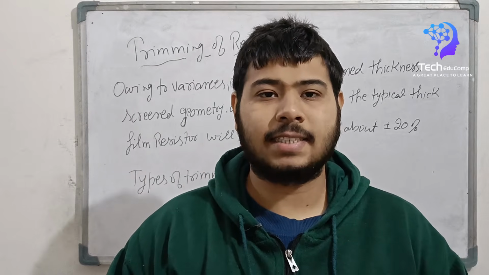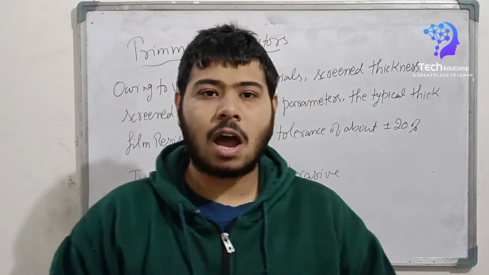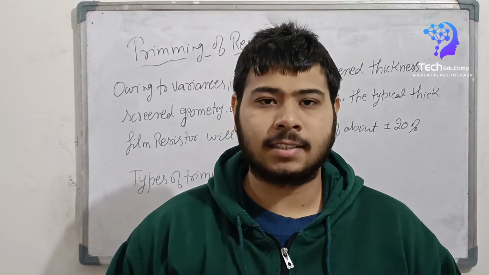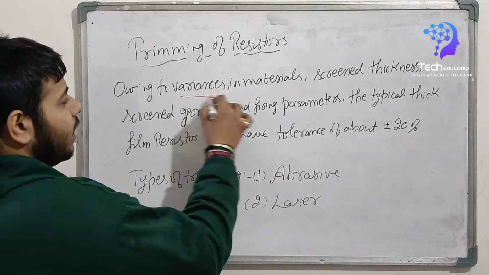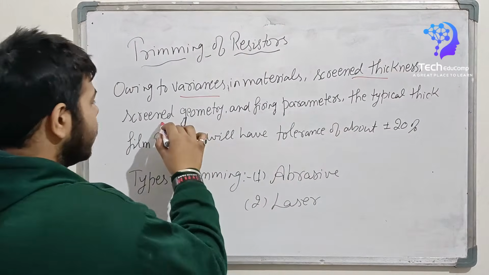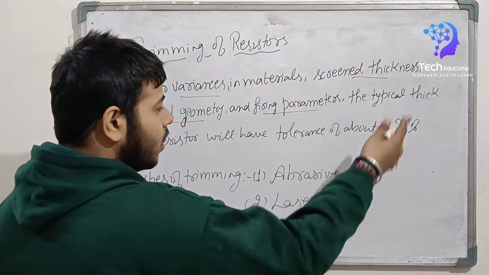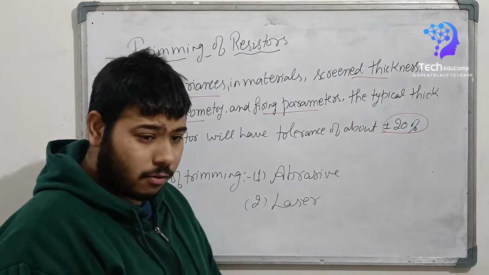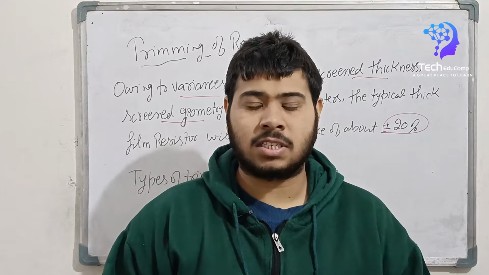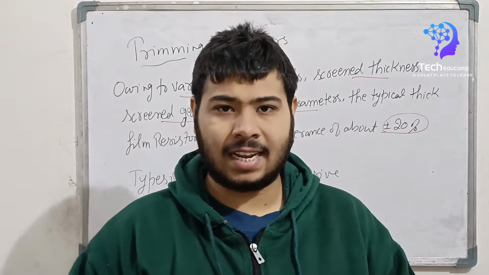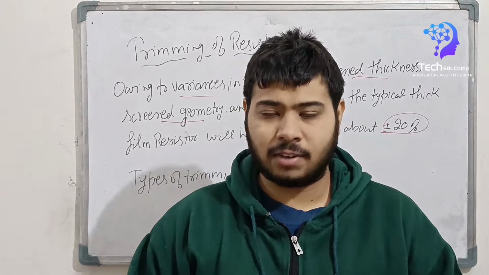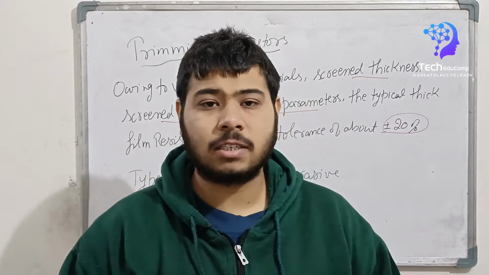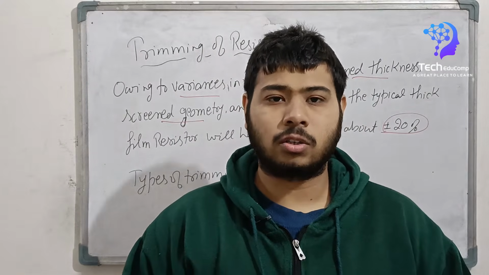The next step in designing resistors is the trimming of resistors. After firing in the manufacturing of resistors, we trim the resistors to attain the desired value. Owing to the variance in materials, screen thickness, screen geometry, and firing parameters, typical thick film resistors have a tolerance of plus minus 20%. However, tighter tolerance resistors are designed at a lower value in the layout, and then after trimming, they attain the required value. The various trim cuts and geometries are on your screen right now.